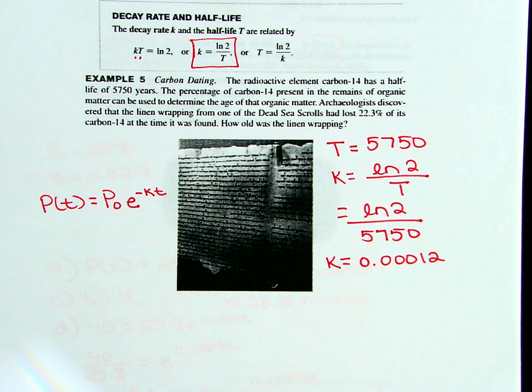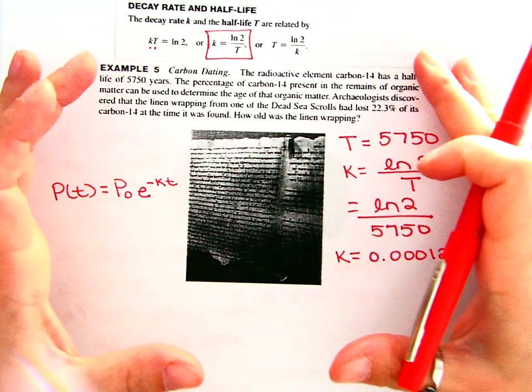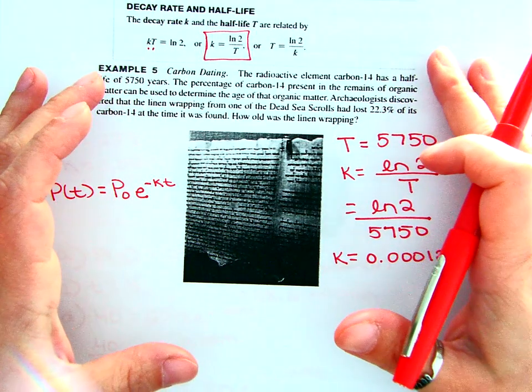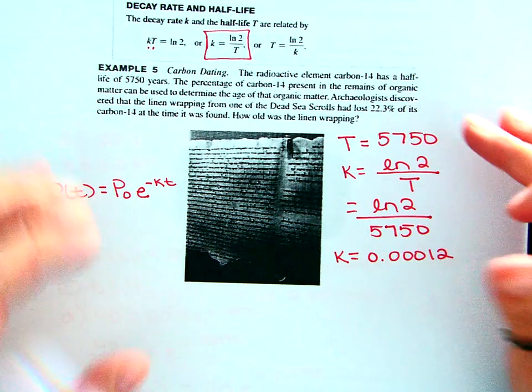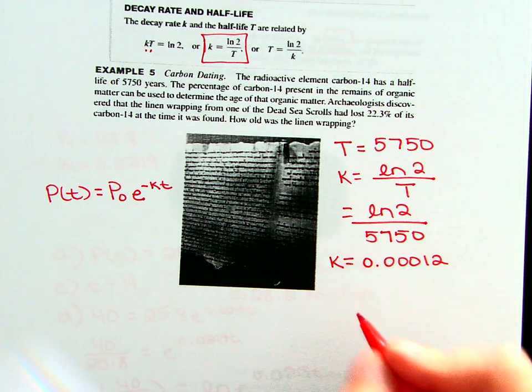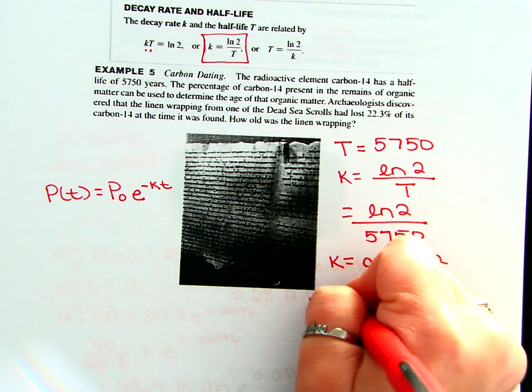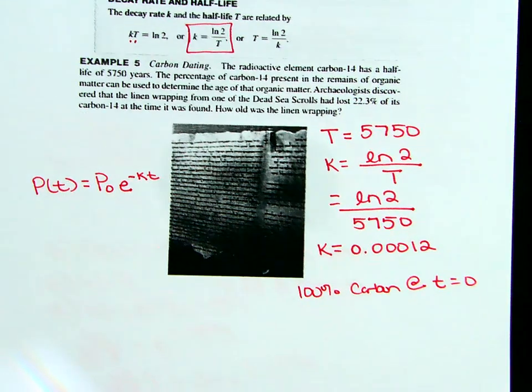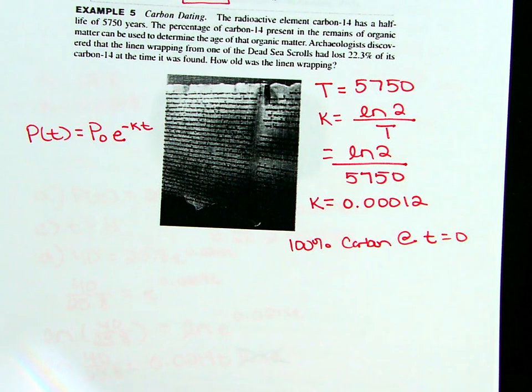So what we're finding is that we are carbon dating. In the beginning, when we had the original linen wrapping for this paper, we had 100% carbon in that wrapping. The representation of the carbon there was at 100%, and it slowly decayed over time. So we had 100% carbon at T equals 0. At the very beginning, it hadn't decayed. It hadn't gotten old or anything like that.